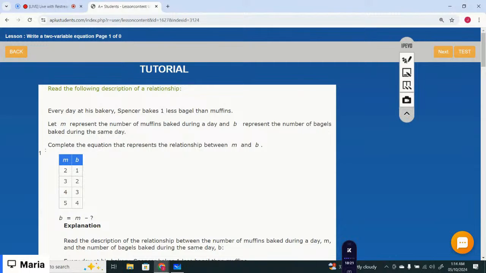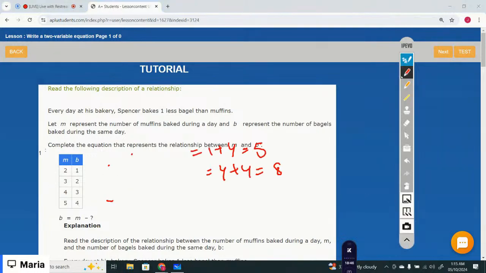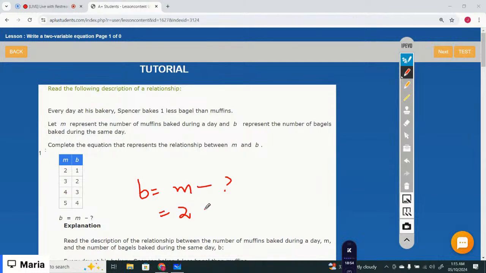You are given the table M and B. The values of M are 2, 3, 4, and 5, and B is. So you need to find what number is subtracted from M to make the value of B, right? B is M minus the missing number, right? For example, M is 2, right? So 2 minus, you are given B equals 1. 2 minus what number equals 1? Which is the correct option?